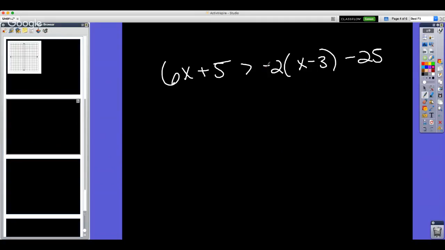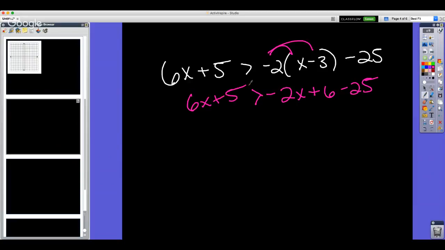Distribute negative 2. Yeah, let's distribute -2 to each, to get what here? -2x plus 6 minus 25, right? Okay, good. Now, what can I do to simplify maybe that right side? 6 minus 25. We would get 6 and -25 to get? Yep, -19. Good.